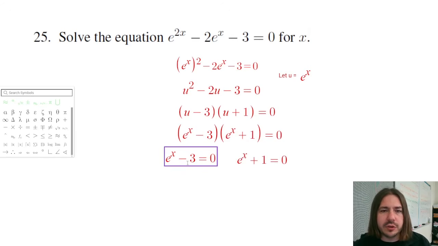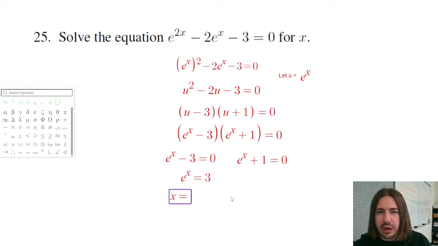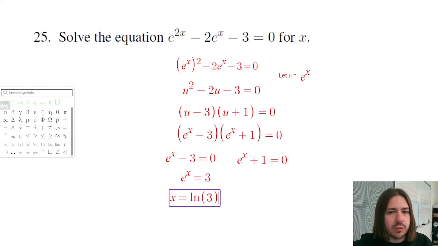For the first one, I'm going to add 3 to both sides, so that's going to give me e to the x equals 3. Now to solve an exponential equation like this, we need to invert it using logarithms. So that means I'm going to have log base e of 3 equals x, or x equals log base e, which is really just the natural log of 3. So that would be one of our solutions.